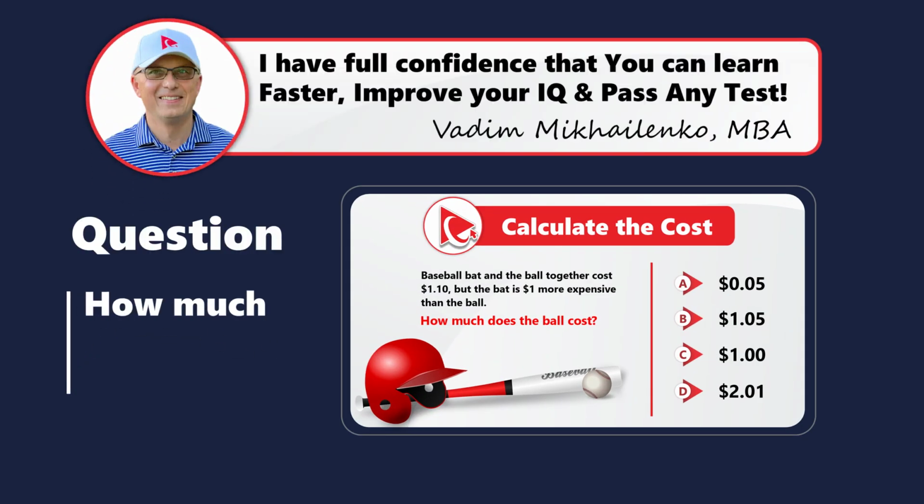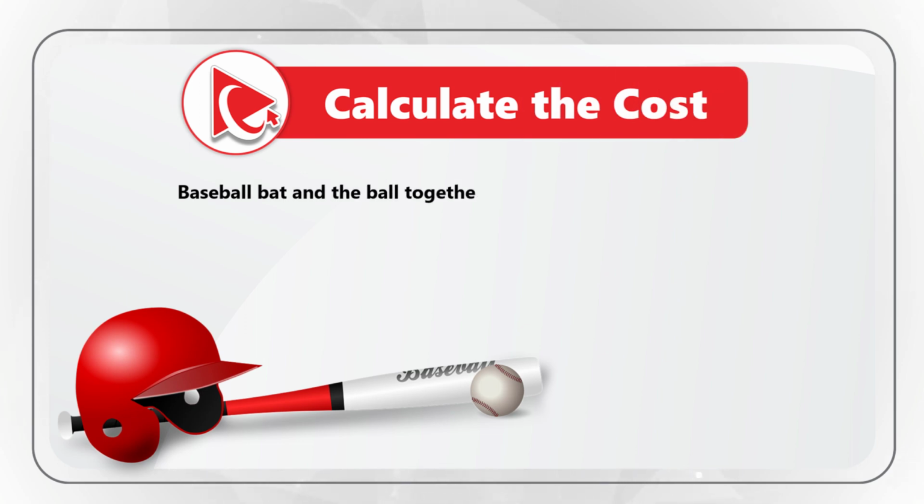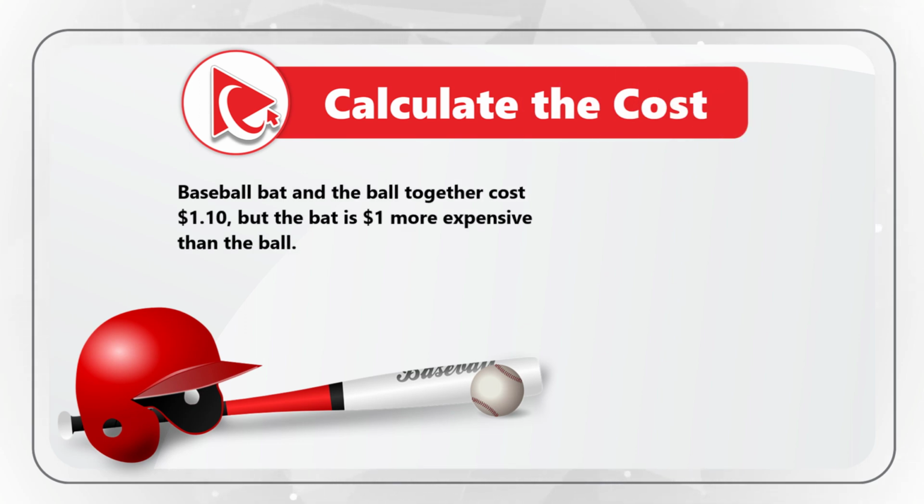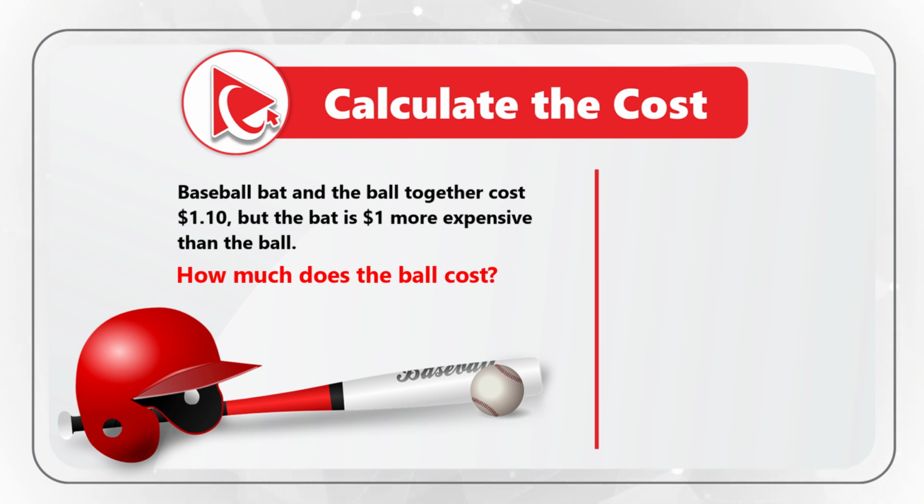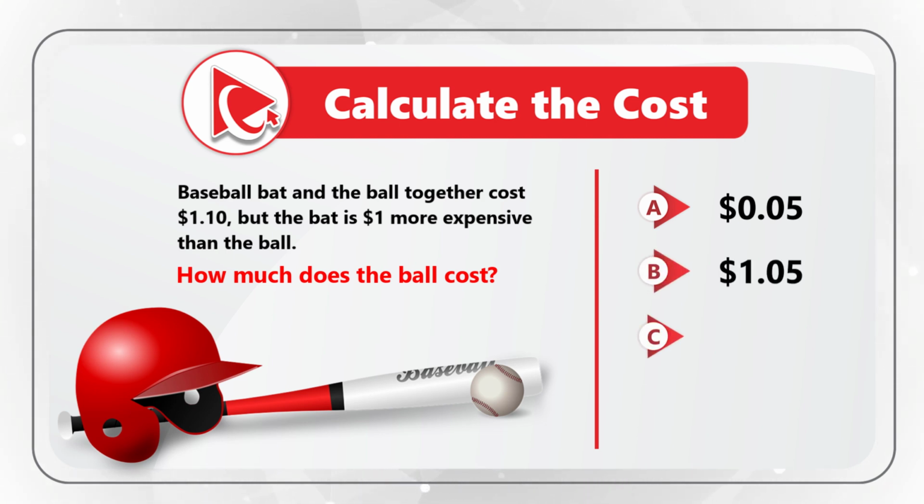This is one of my favorite questions because it tests a variety of different skills on the test. Baseball bat and the ball together cost $1.10. But the bat is $1 more expensive than the ball. How much does the ball cost? You need to select one out of four possible choices. Choice A, 5 cents. Choice B, $1.05. Choice C, $1. And last but not least, choice D, $2.01.